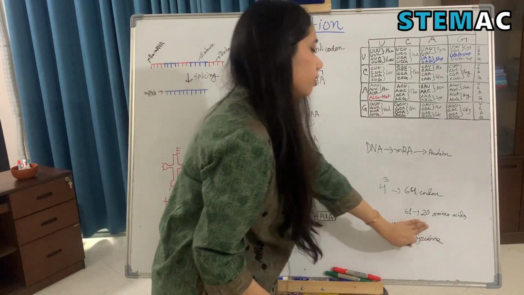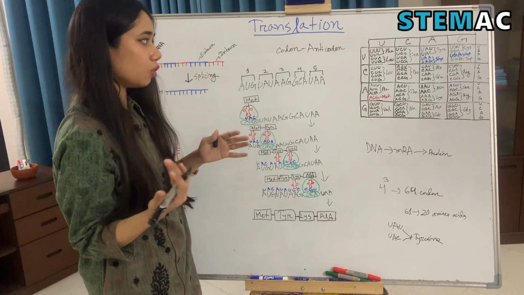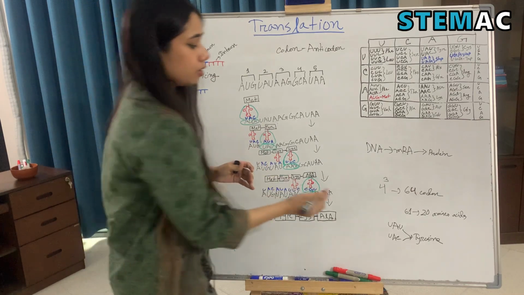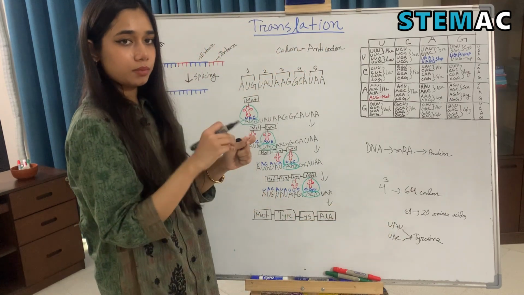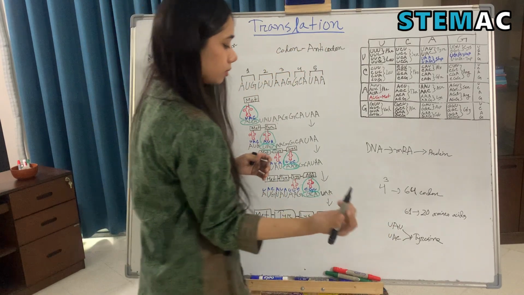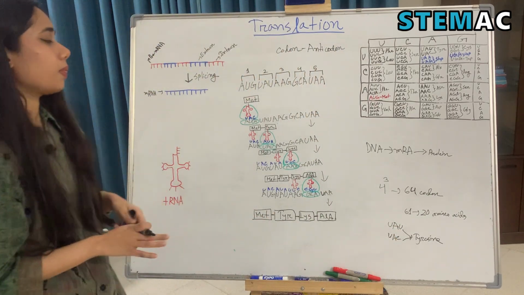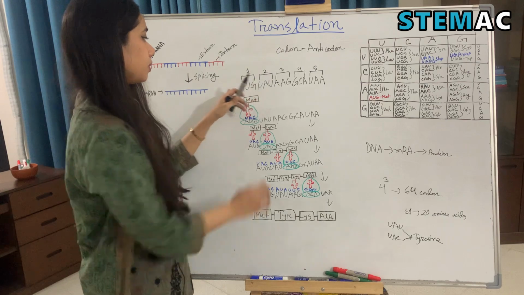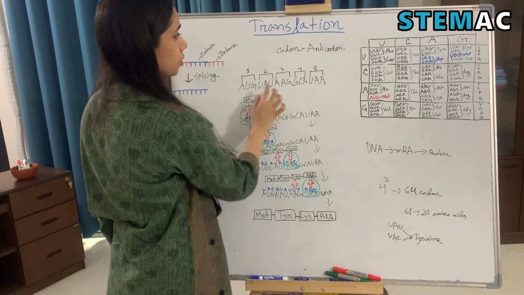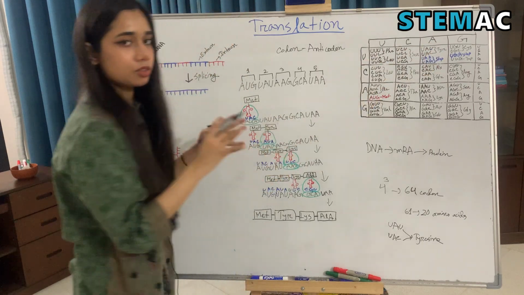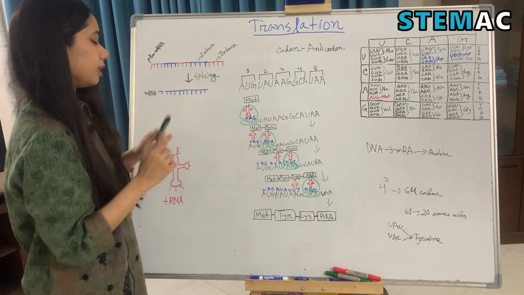So a single amino acid can be coded by multiple codons, but one single codon will not code for multiple amino acids. So this is the concept here of genetic code. If we look at this here, this AUG will code for methionine, UAU will code for tyrosine, and so on, okay? So now the translation process will begin.